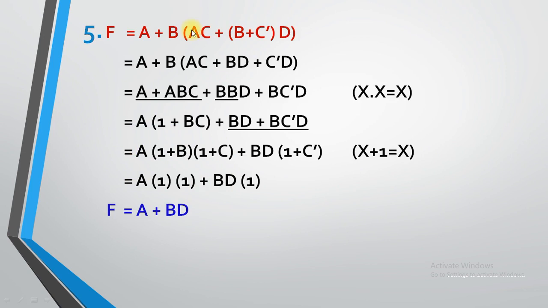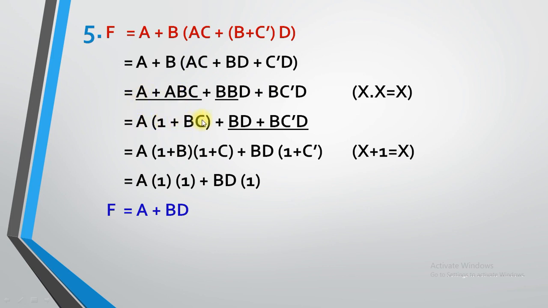Let us repeat this point once again. A plus B into bracket AC plus BC dash and D. So first of all, you need to multiply this D variable with B plus C dash. So BD plus C dash D. Now there is a B factor, so you need to multiply it with this particular bracket to open the given bracket. Now out of the given term, A is a common factor.